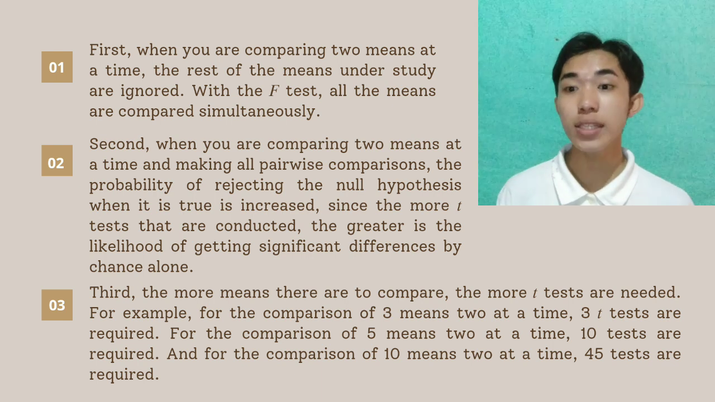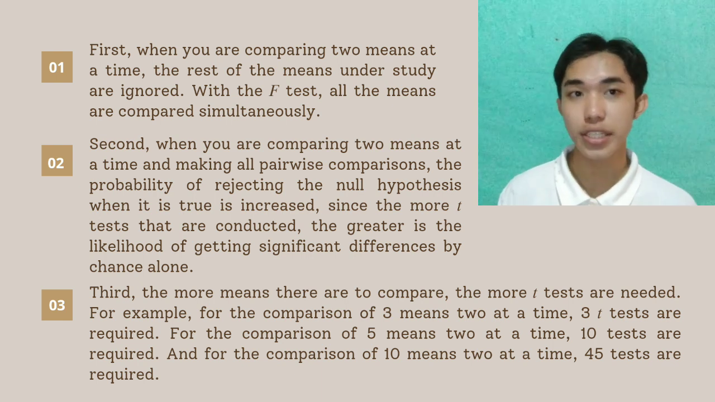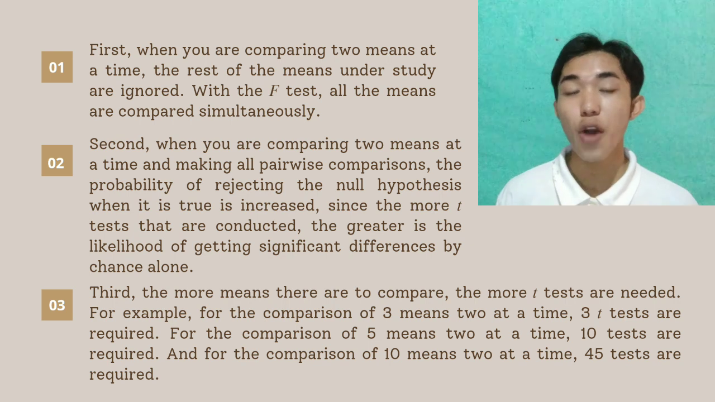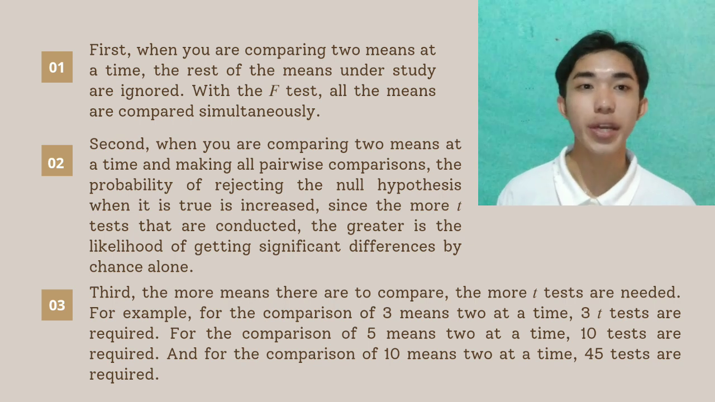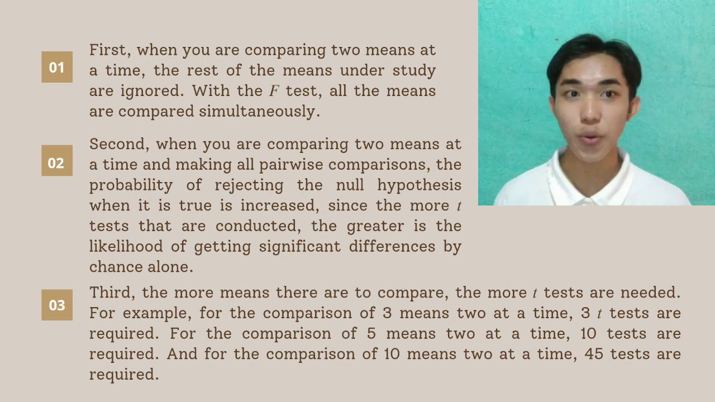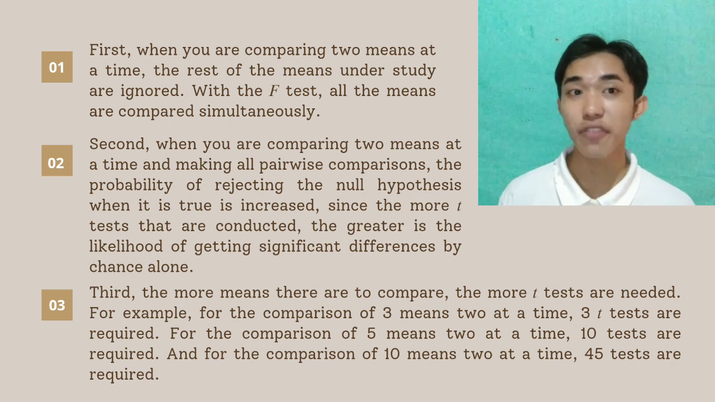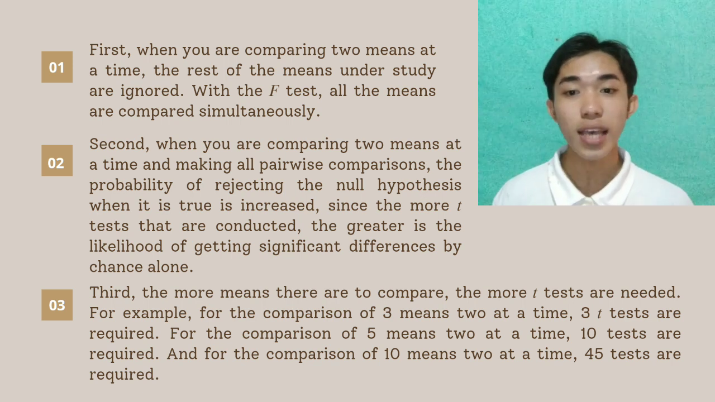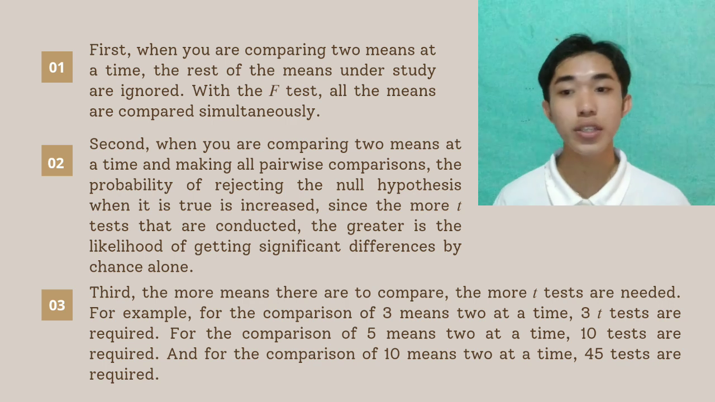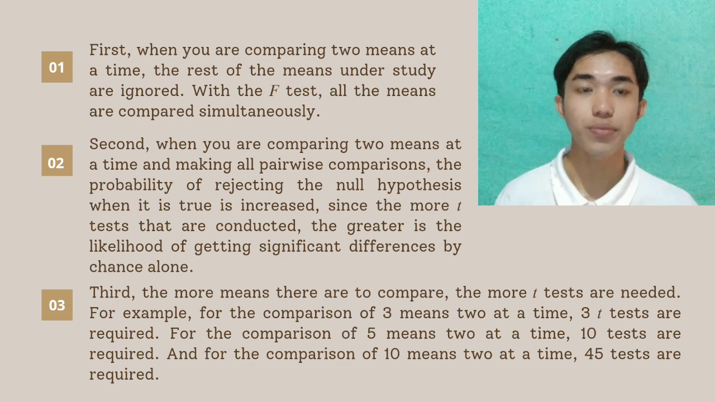Third, the more means there are to compare, the more t-tests are needed. For example, for the comparison of 3 means 2 at a time, 3 t-tests are required. For the comparison of 5 means 2 at a time, 10 tests are required. And for the comparison of 10 means 2 at a time, 45 tests are required.